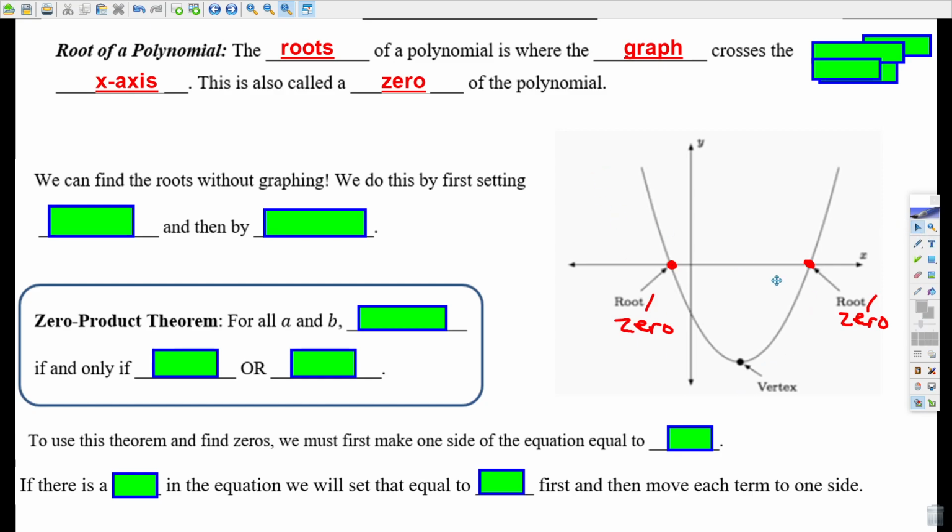But we don't have to graph and try to find where it actually crosses the x-axis. So we can find the roots without graphing. We first do this by setting the y value equal to 0. And then, most likely, we have to factor.